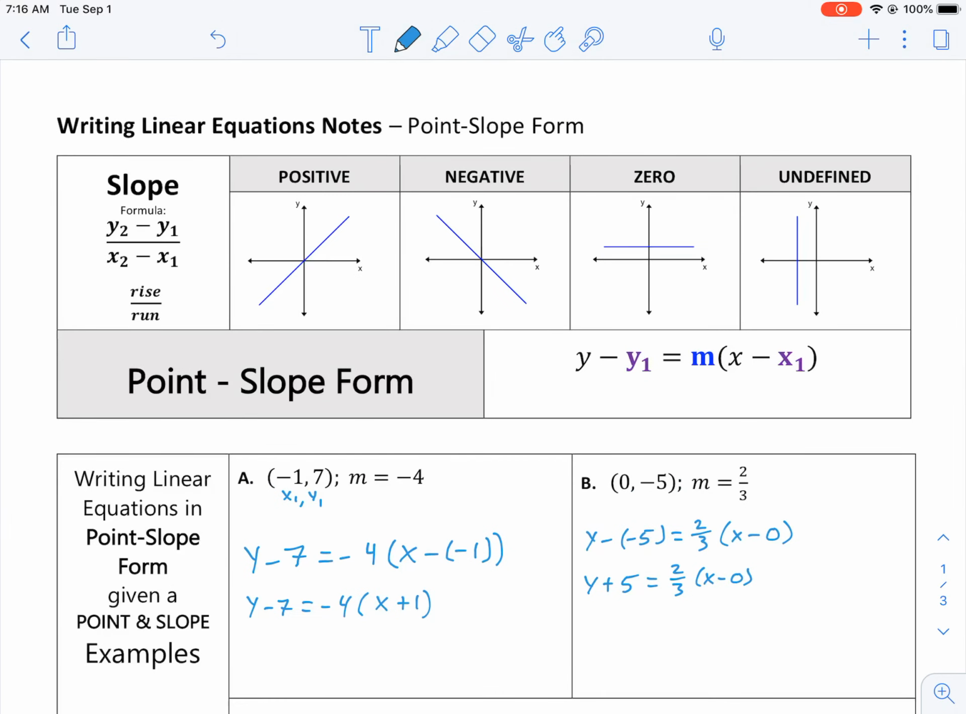Hopefully this wasn't too bad. It was a lot of the same stuff over and over again, figuring out what the slope is, plugging that in, and then just plugging your point in.